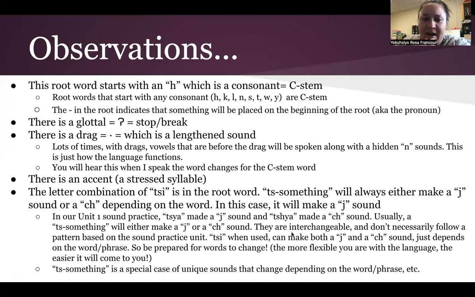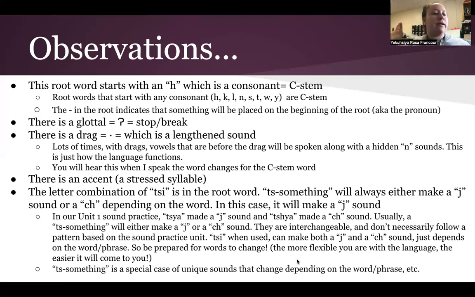They don't really have a pattern, but it depends on the word or phrase. So be more mindful of the pronunciation of those to understand which one it is for combinations with TS. Be prepared for both pronunciations. The more flexible you are with the language, the easier it comes to you too.